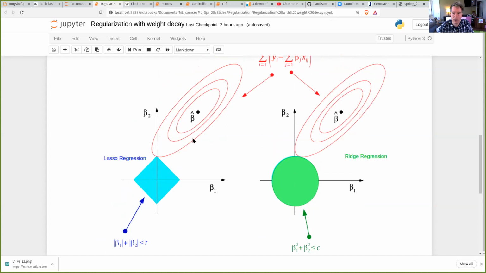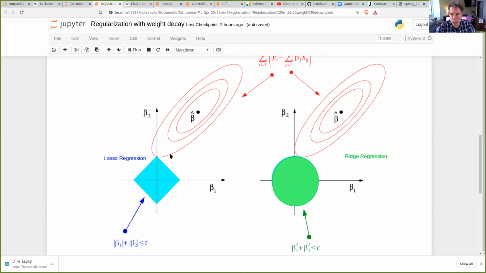There's going to be something inside this diamond that is on the best contour level, and it's going to tend to be at the point of the diamond. On the point of the diamond, one of the parameters is going to be zero. In this case, notice that the beta one parameter is zero here. And in higher dimensions, you have analogous things happening.